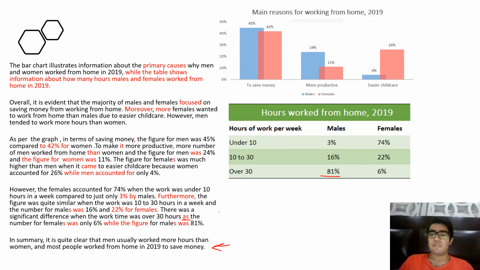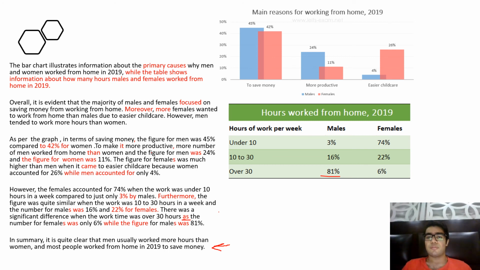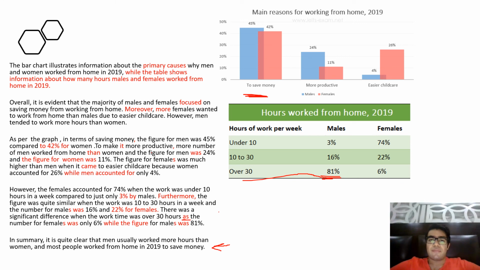So in summary, if you have two or more graphs, you can include the overall information of two or more graphs. So in this graph, it's in order to save money, and in this table, the overall information is that more men worked than women. Okay, so this is how you write it. I hope you found it helpful, Rahat.